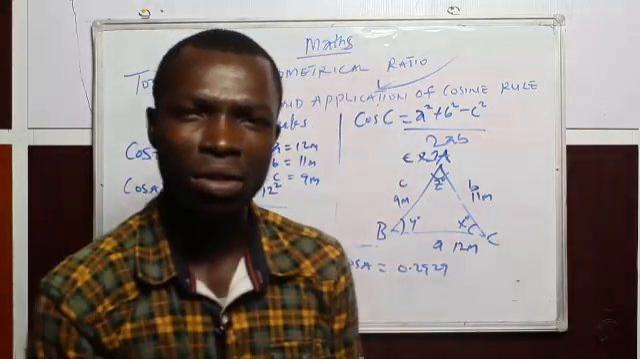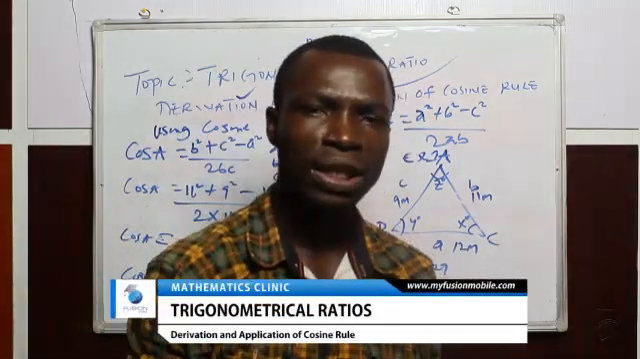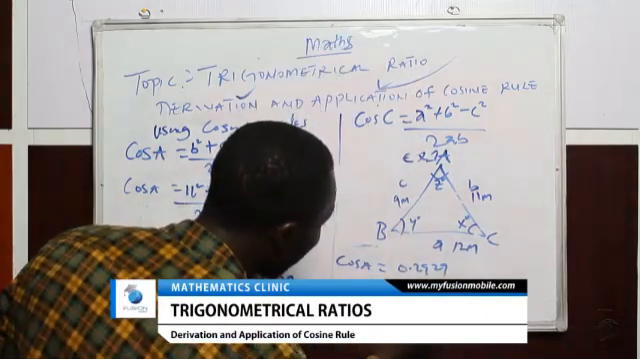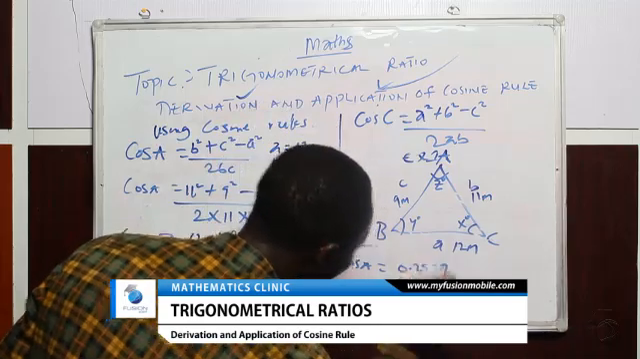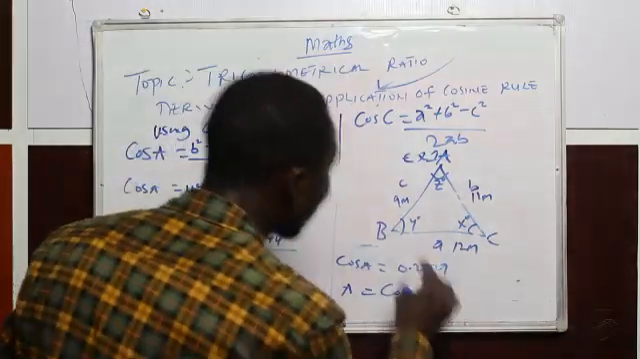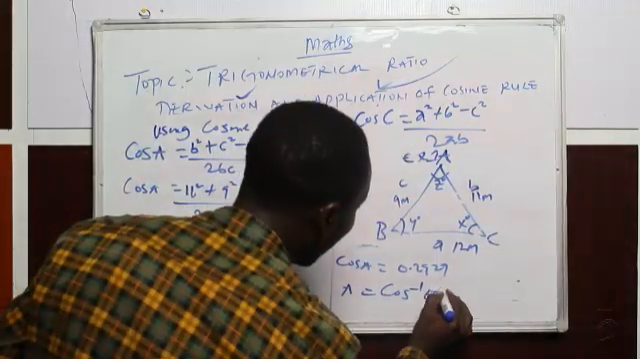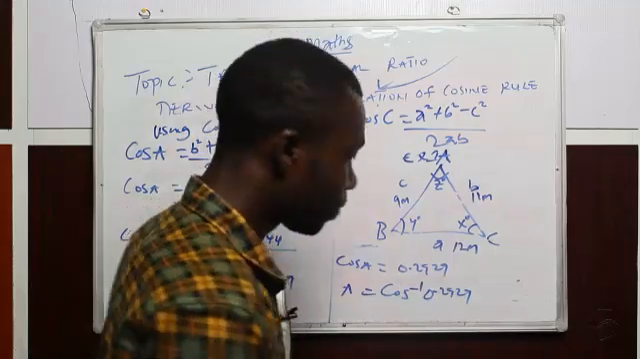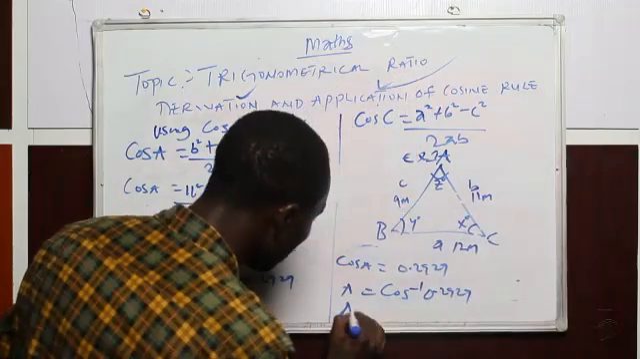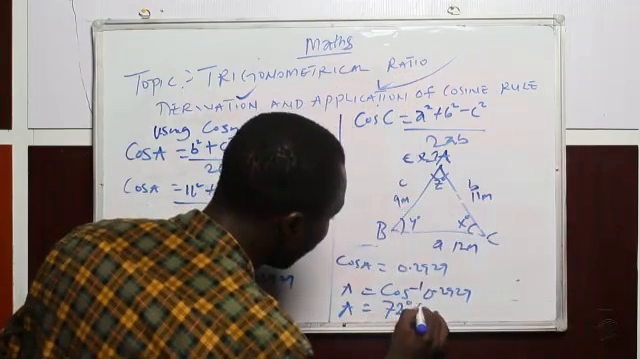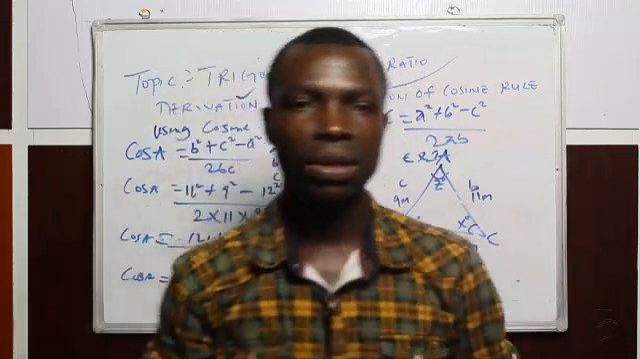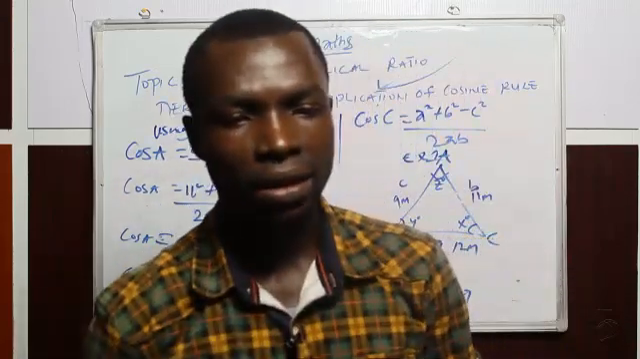Now, I'd like you to use your calculator effectively. Press second function, that is arc. That is, A is equal to arc cos of 0.2929. It will now give you, check your calculator, 72 degrees, 58 seconds.